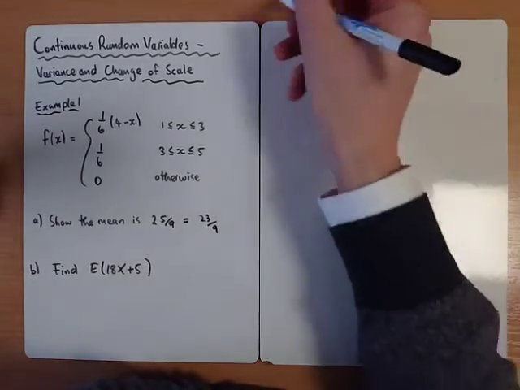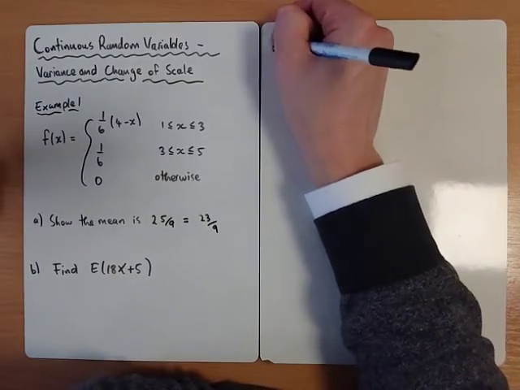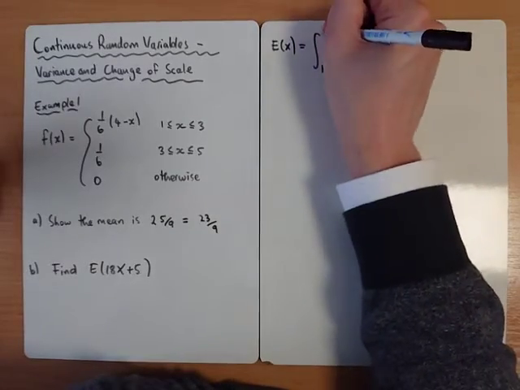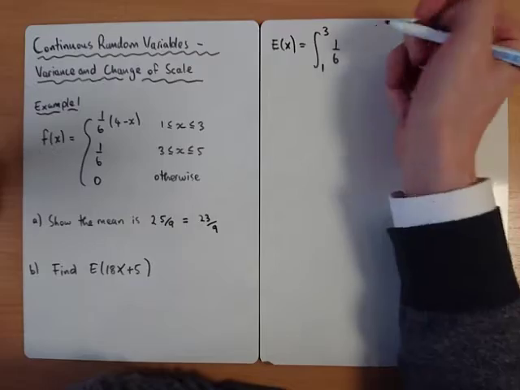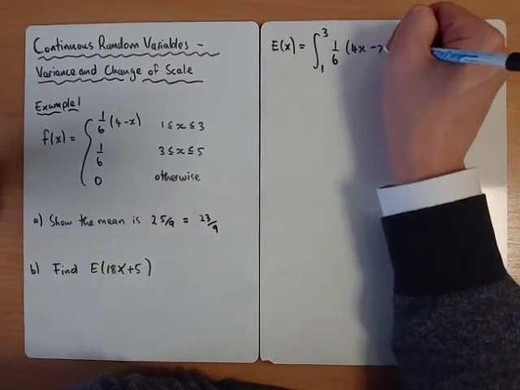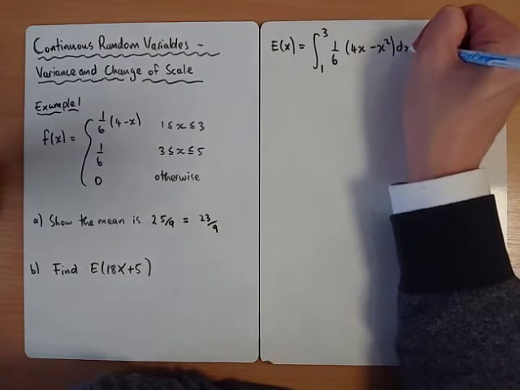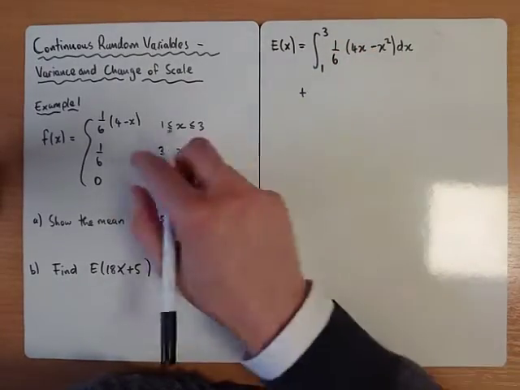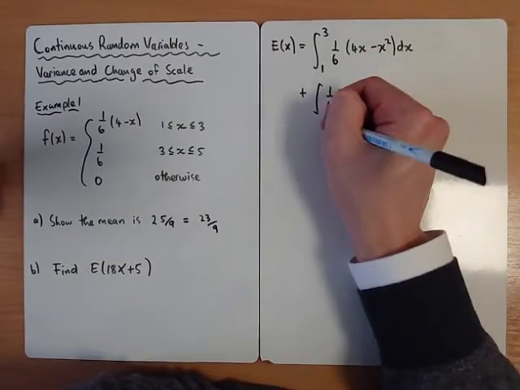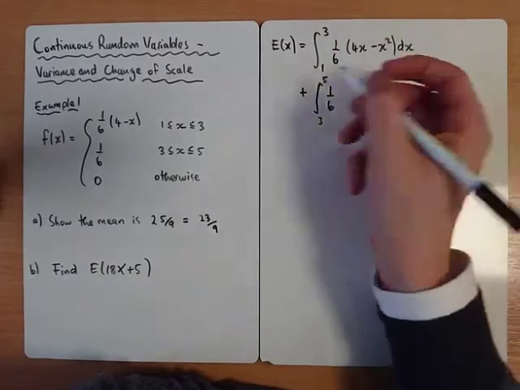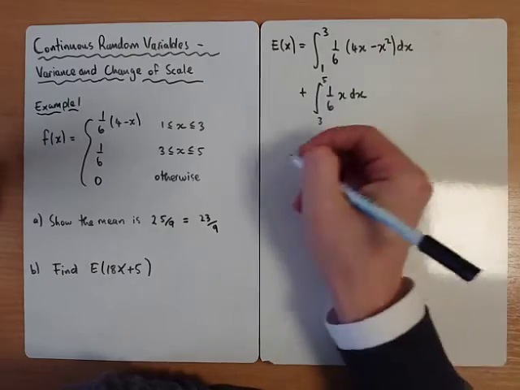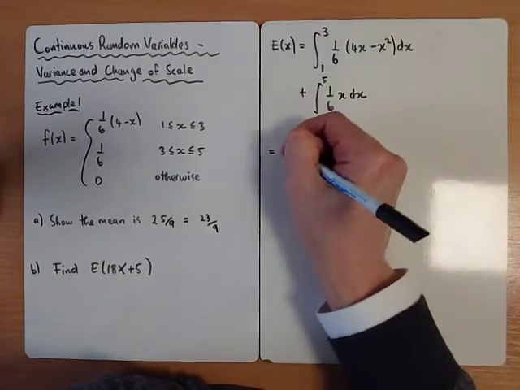All right. So the expected value of x for this one, we'd integrate between 1 and 3, 1/6, multiply by x, so that would be 4x minus x squared, plus this one will integrate between 3 and 5, multiply by x before we integrate, so that would give us 1/6.